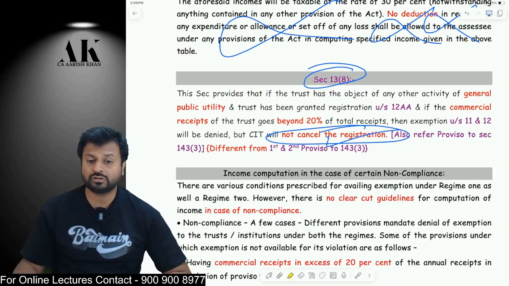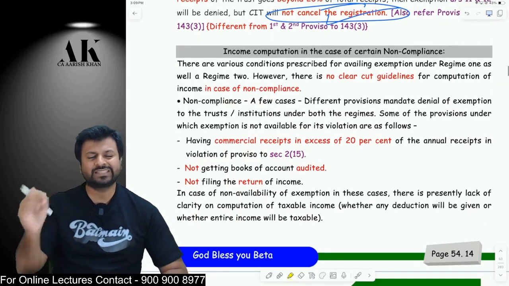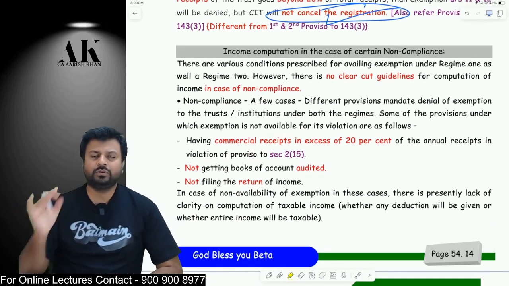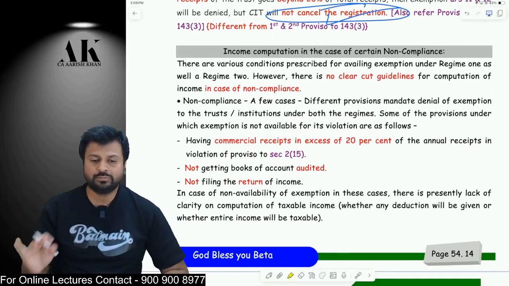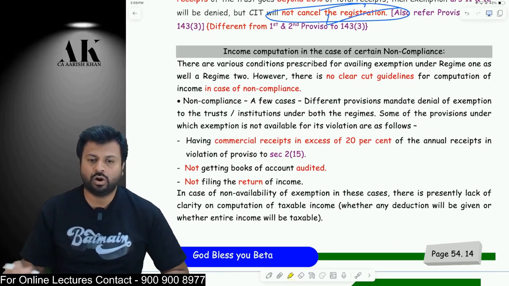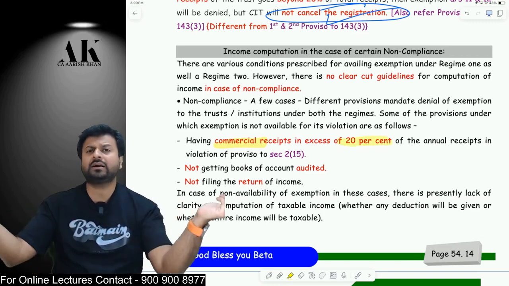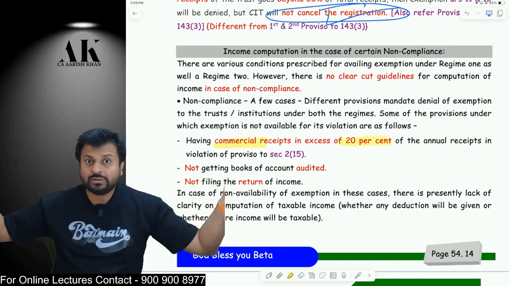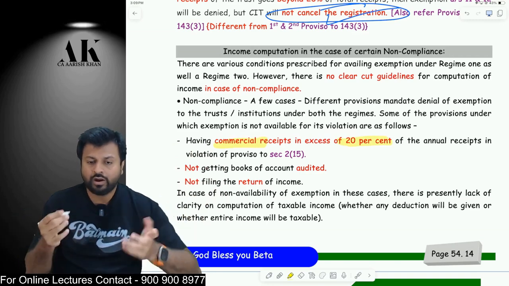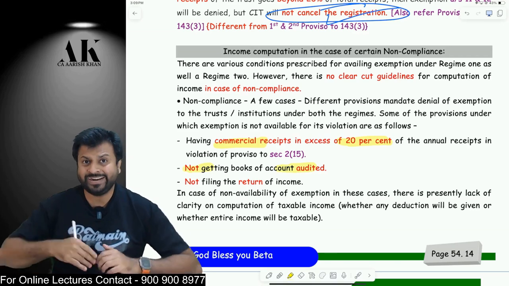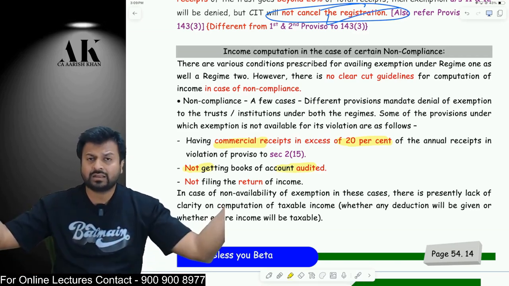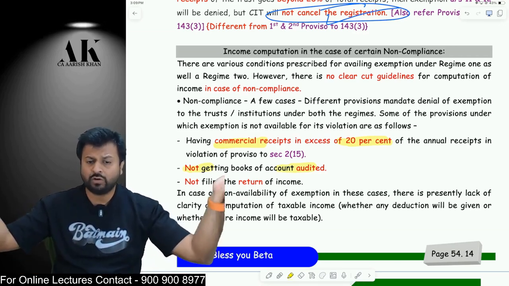The next point is also very important. There are some mistakes if I do in life. Then how to compute the income of a trust? Suppose there are 3 mistakes which are mentioned by the law. That is, if my commercial receipts exceed 20%, then how will I compute my income? Because now I am not eligible for exemptions under section 11. Or if I don't get my books of accounts audited, then how will I claim exemption? Will I get exemption, or how will I compute the income?